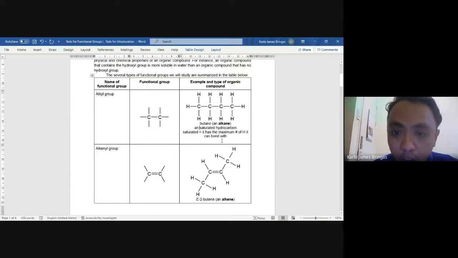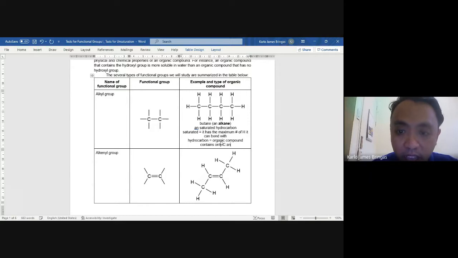And by a hydrocarbon, we mean to say na ang alkane natin, this organic compound, contains only carbon and hydrogen. So there are no other atoms rather that you can see. So only carbon and hydrogen is present. So this is an example of a saturated hydrocarbon.